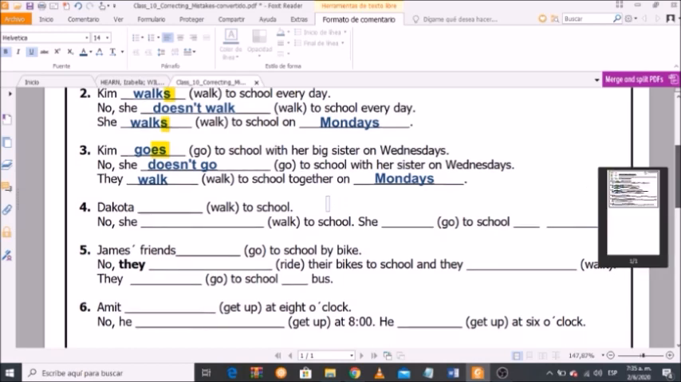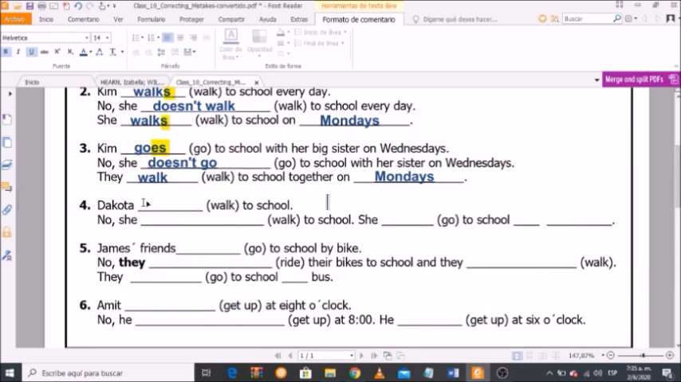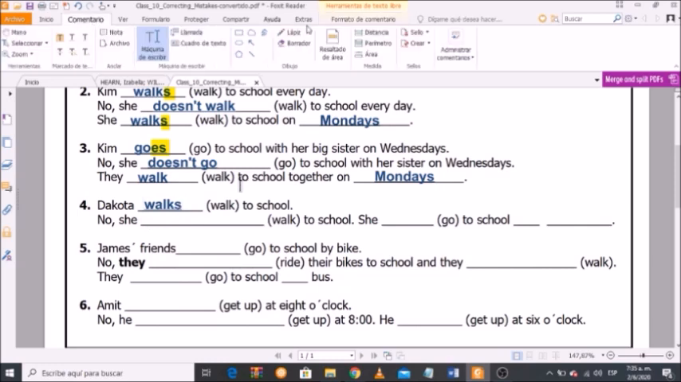Number four, we have Dakota. Dakota to school. So, very good. Walks to school. But again, we know that this is not true. Do you remember that Dakota's school is next to a big lake? ¿Se acuerdan que la escuela de Dakota estaba al lado de un lago?